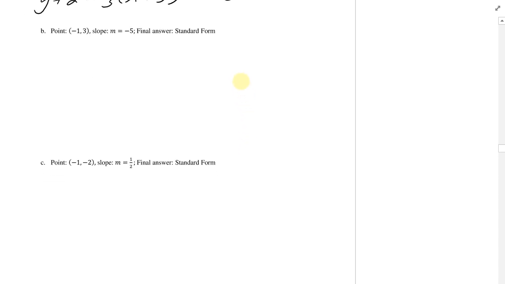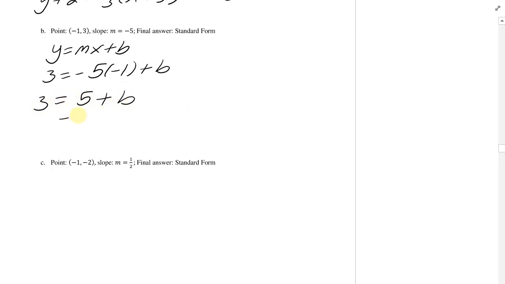Okay, so moving on to the next one. If you haven't tried it yet, pause, hit play when you're ready. So for this one, I'll use y equals mx plus b. And so first I'll plug in the point. And I'll multiply the 5 and the negative 1 together. So this is going to be 5 plus b. Subtract the 5 from each side, and you get b equals negative 2.